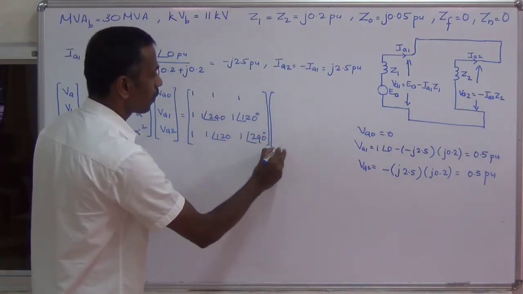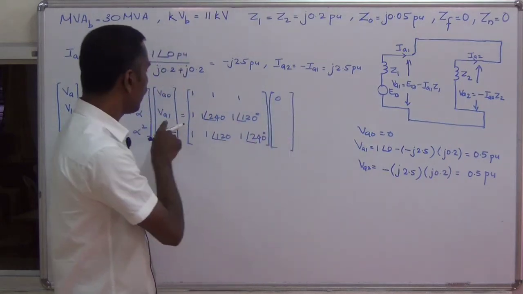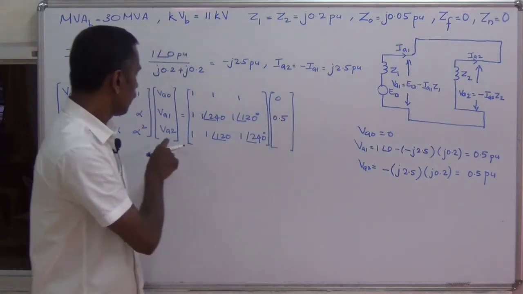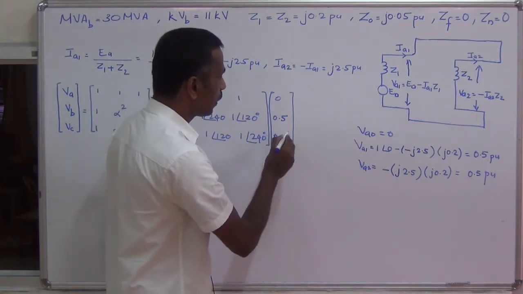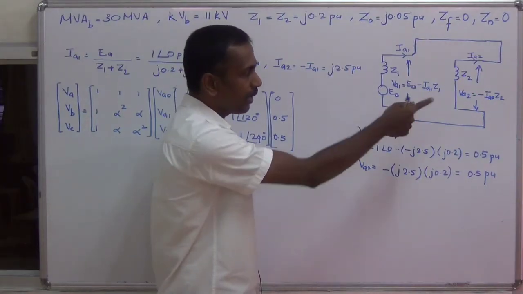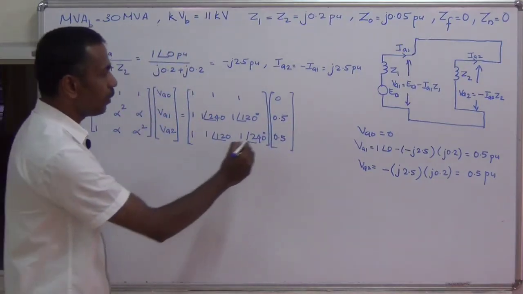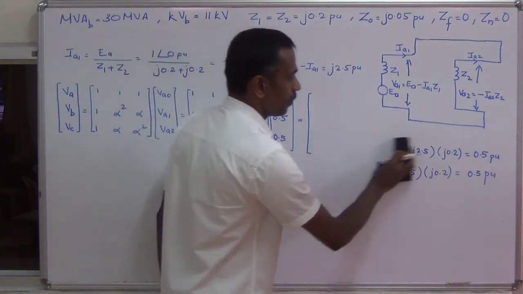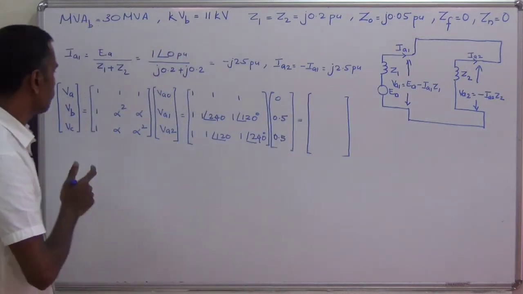Into VA0 equals 0, VA1 equals 0.5 per unit, VA2 equals also 0.5 per unit. These two voltages will be equal because they are connected in parallel. The positive and the negative sequence networks are in parallel. So let's find out the values here. We can write the phase voltages here.